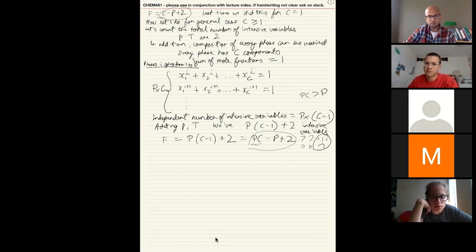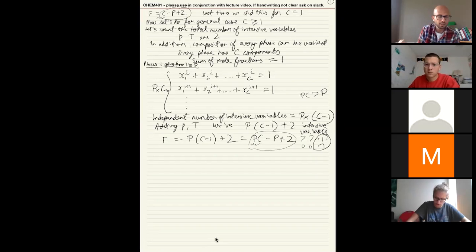So why do we have suddenly more degrees of freedom? Did we forget about a few constraints? What are the things that we forgot about? We forgot about equilibrium, that the system is in equilibrium. So we have to equate the chemical potential, which we totally forgot about.